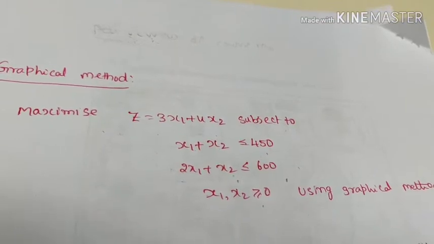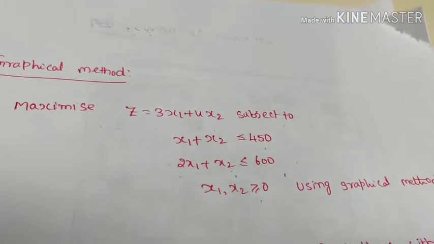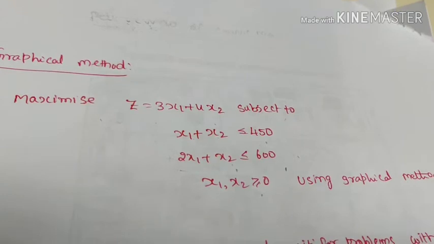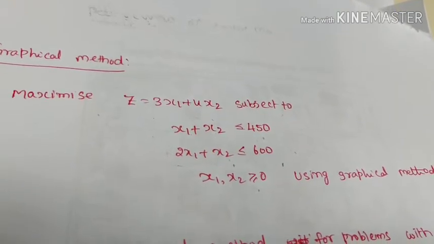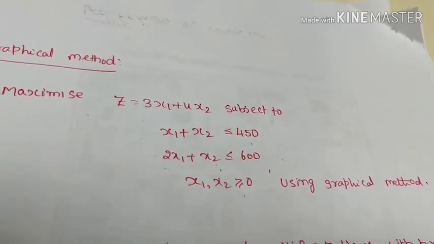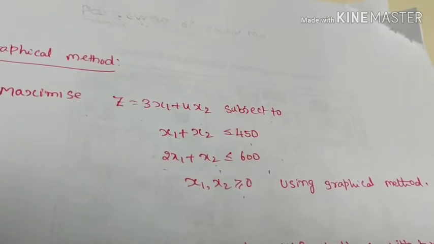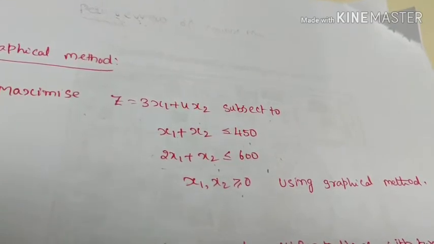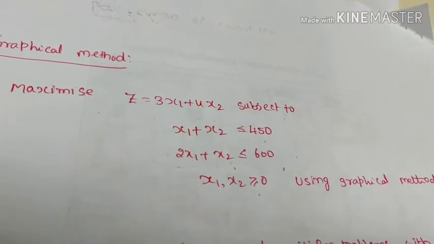Maximize z equal to 3x1 plus 4x2. This is the objective function, subject to the constraints x1 plus x2 less than or equal to 450, 2x1 plus x2 less than or equal to 600, x1, x2 greater than or equal to 0, using graphical method.